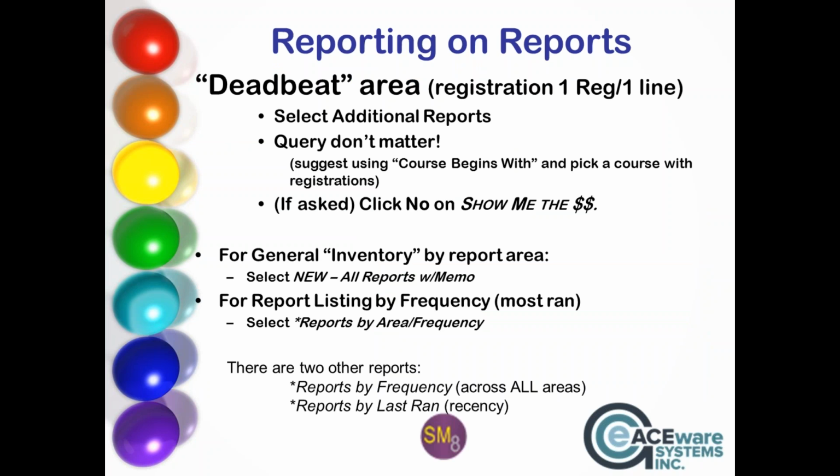So how do we do that? Well, you go to the deadbeat area, select additional reports. In those 3 reports we're going to show you, the query really doesn't matter. I'll suggest course begins with, and just pick a course with registrations. If you have the show me the money option on deadbeat turned on, click no, we don't care about that. Those are the 3 report areas: new all reports with memo, reports by area frequency, reports by frequency, and last ran. Well, what do they do? We'll take a look at that.